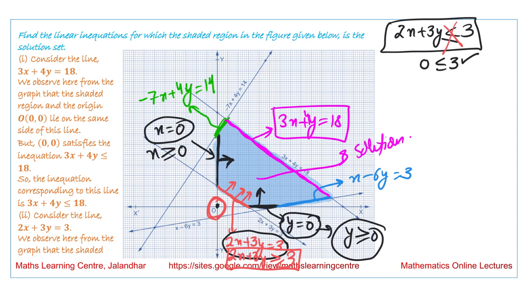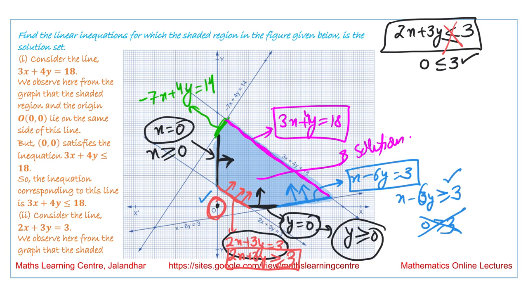Next we are talking about the line x minus 6y is equal to 3. Suppose we consider x minus 6y is greater than equal to 3. We substitute 0, 0 over here, and we obtain 0 is greater than equal to 3. This is not true. It means this inequation will represent the region above this line.